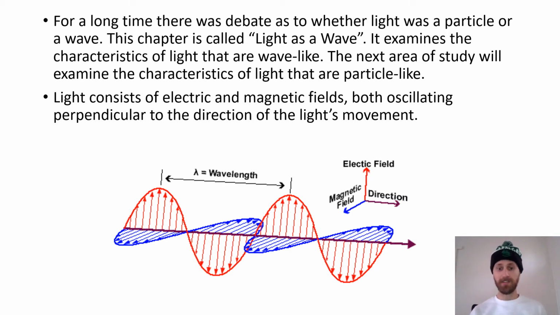You can see the wavelength of the light is between the two peaks of the red wave, or it could be between the two peaks of the blue wave. This is how we visualize light as being a wave. What a wave of light is actually going to look like is what's shown there.